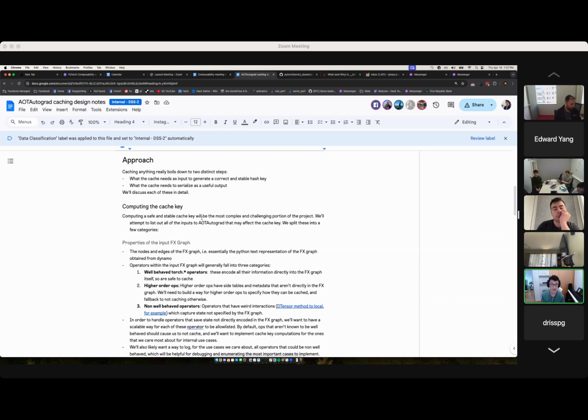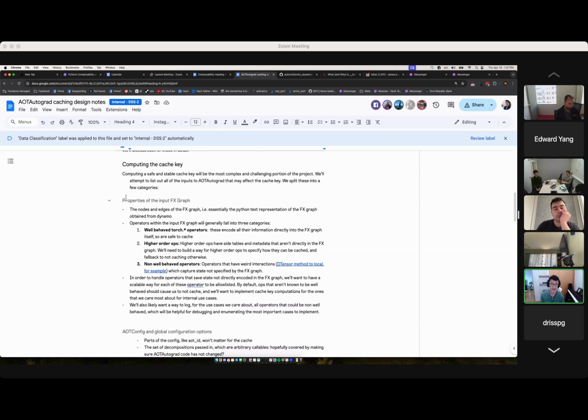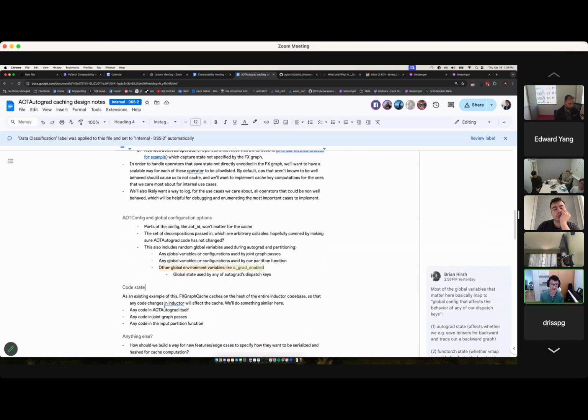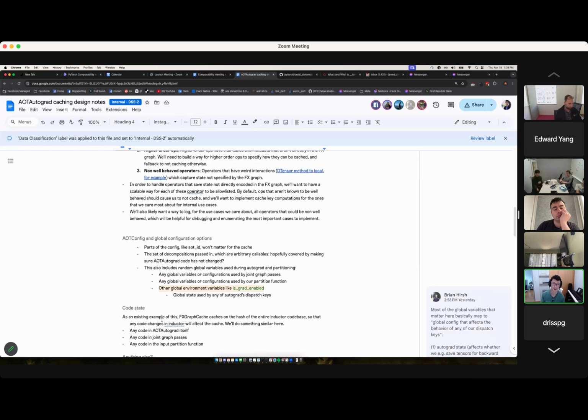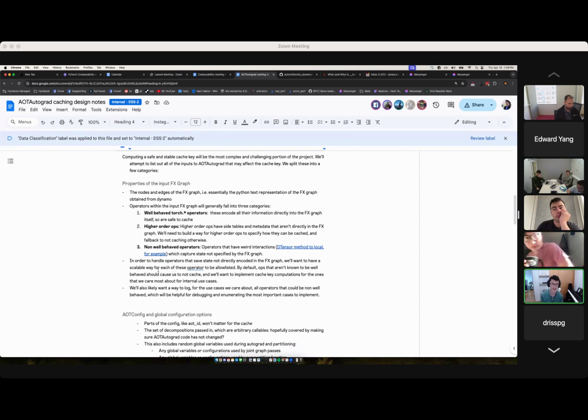I've split these into a couple of categories. Things that are properties of the FX graph that Dynamo gives AOTAutograd, global configuration options, and then state of the current code base or implementation state, and then extras that I haven't thought about because I'm sure there's plenty more. So the first category here are FX graph properties. These are things that are on the FX graph or properties of the FX graph that we get passed in, or properties of any of the operators or functions within that FX graph.